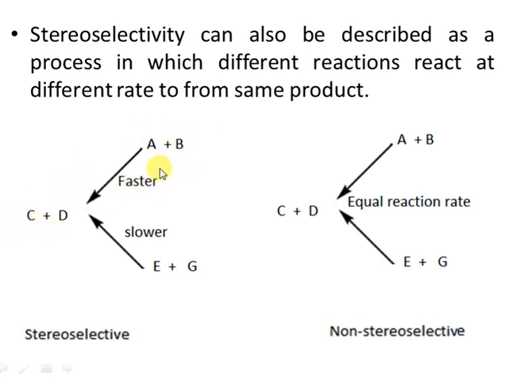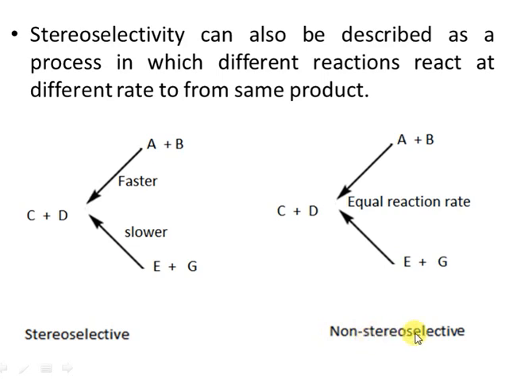So in case your product or reactant or both are stereoisomers, then such a reaction will be considered a stereoselective reaction. On the other hand, if the two reactants A and B and E and G separately convert into C and D, but the reaction rates are equal, so A and B and E and G both react at equal rates to form C and D, this will be considered a non-selective reaction because there is no preference. Both reaction routes are of equal importance, so there is no selectivity, and such a reaction will be considered non-stereoselective.